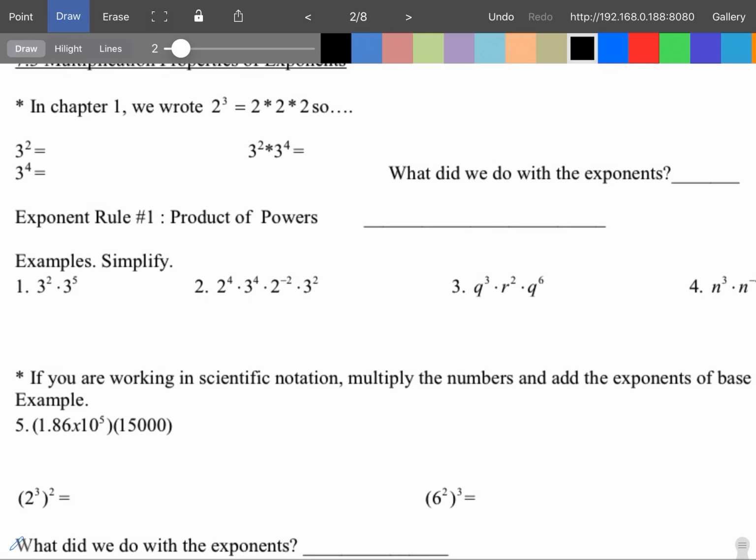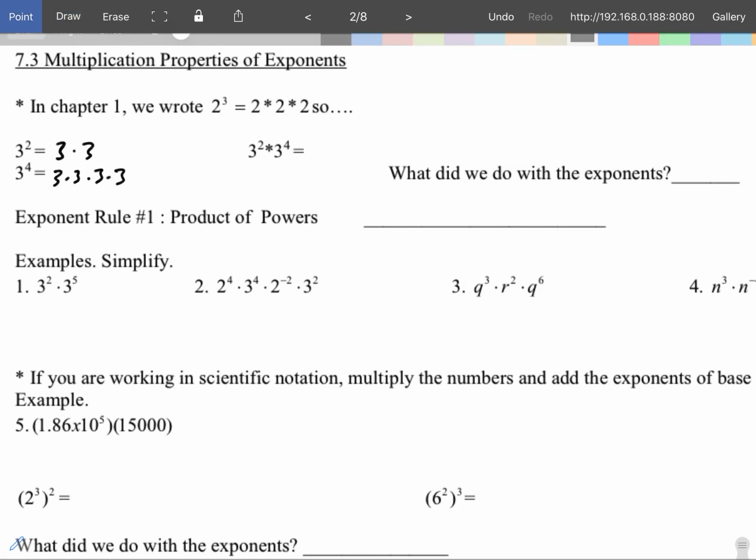All right? So then if we look at this one right here, if we have 3 squared, that's going to mean 3 times 3. And if we have 3 to the fourth power, that's going to mean 3 times itself 4 times. So that's going to be 3 times 3 times 3 times 3.